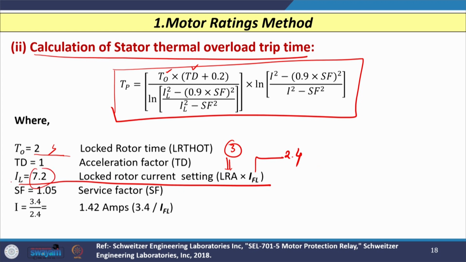The service factor S F is given as 1.05, and your capital I is nothing but the ratio of motor current to the full load current. So, this value of I is 3.4, that is the motor measured current, divided by the full load current of the motor, that is 2.4. So, you will have the value of capital I as 1.42.